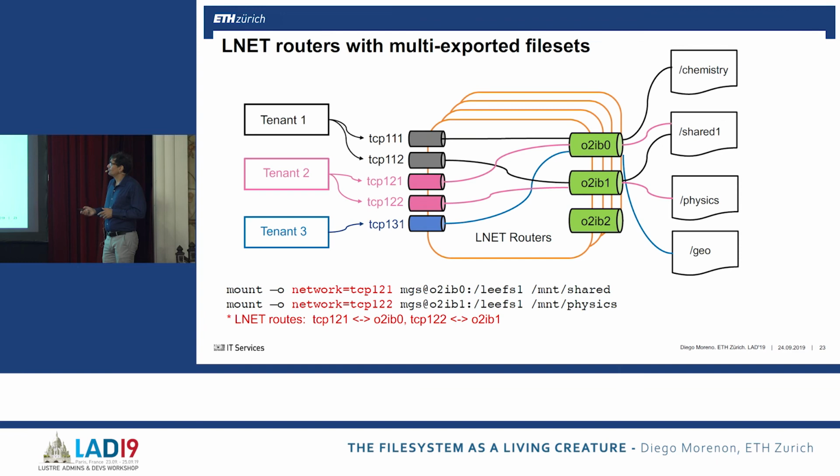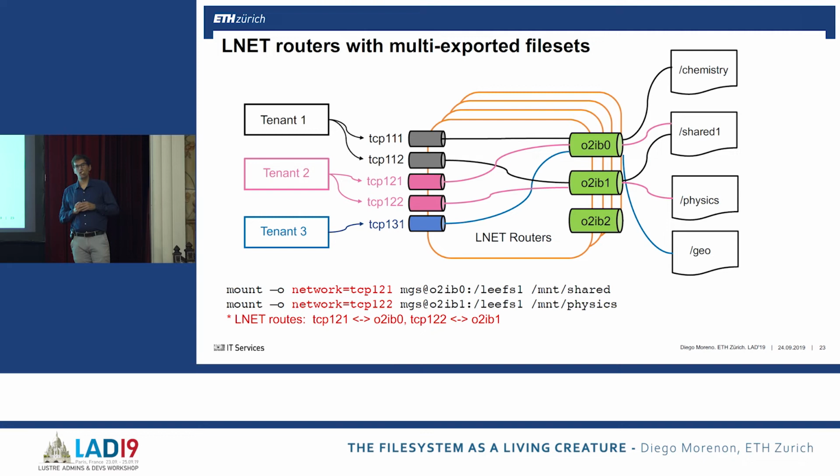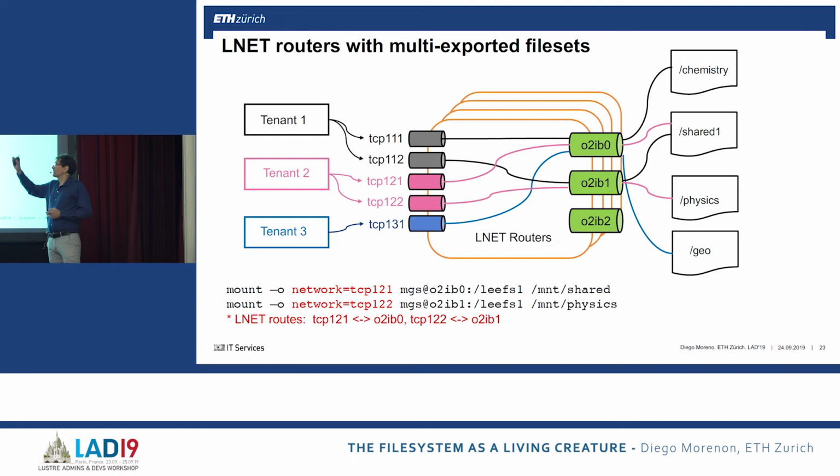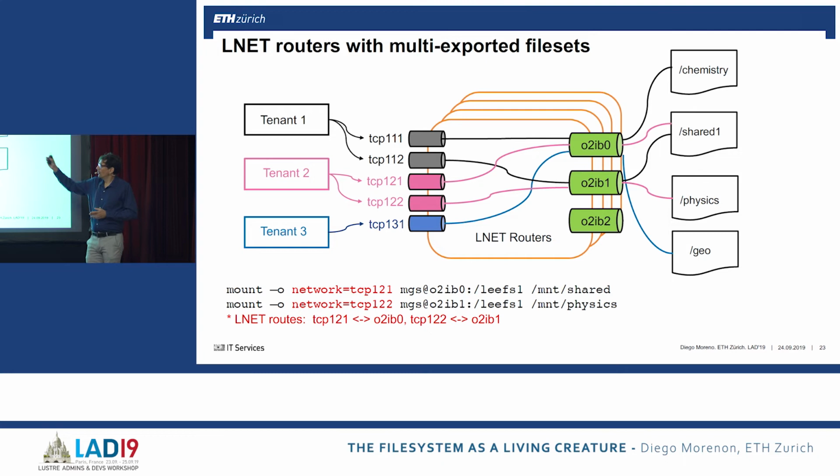So the model of having multiple data sets on the same tenant, it is through basically this one LNet maps to one file set on each client, on each Lustre client, which means that on the server side we just have our several, in this case, O2IB LNets, and on the client side we have just our Ethernet network. So if we want to have two file sets on the client, we need to declare two LNets.